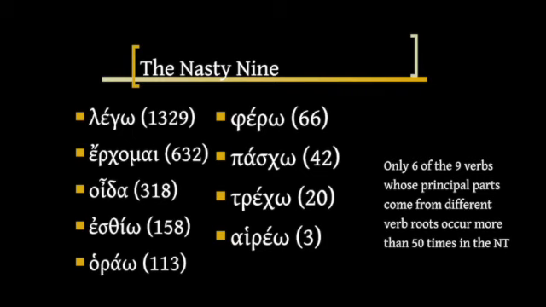Esthio means I eat. Horao means I see. Phero means I carry. And then pascho means I suffer. And then trecho and aireo are more of our verbs that don't occur very often. But of these 9 verbs, these are going to be verbs where the roots are completely different.